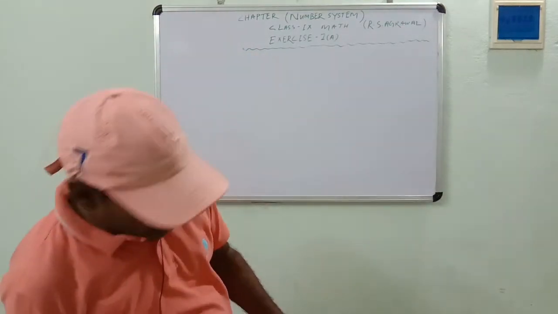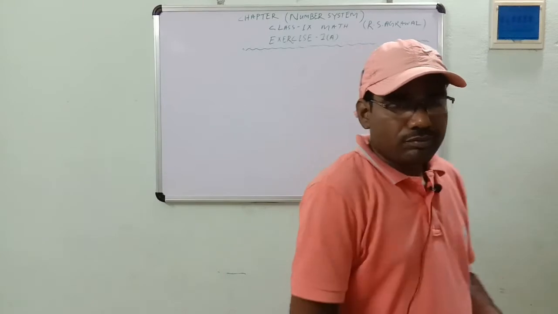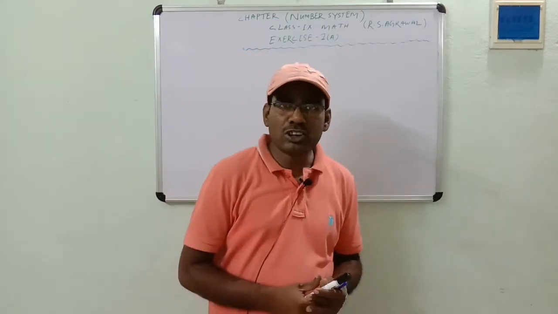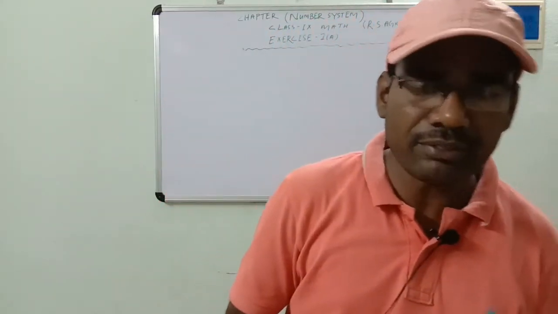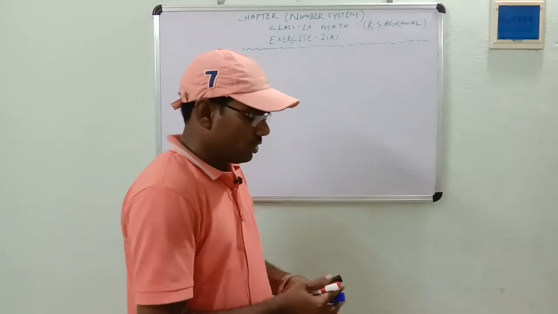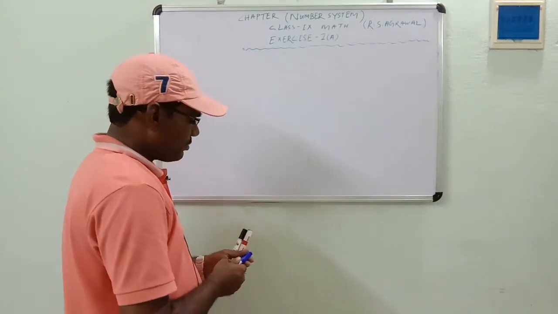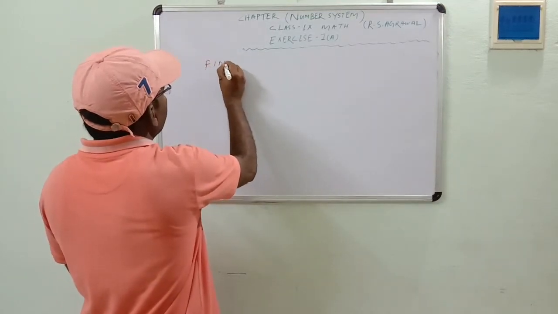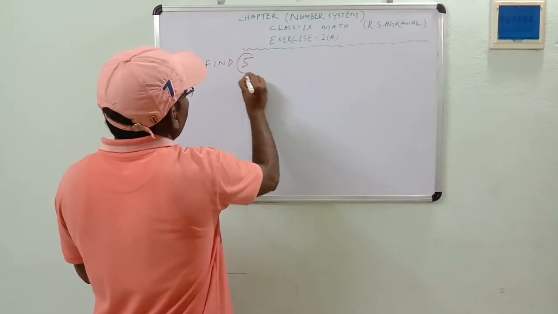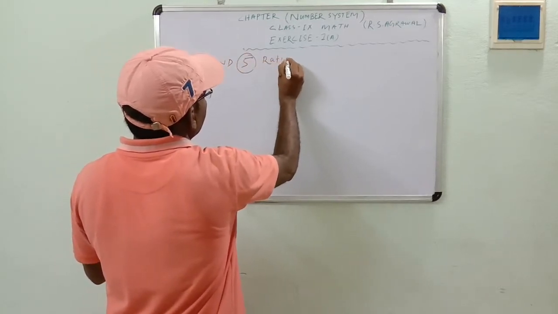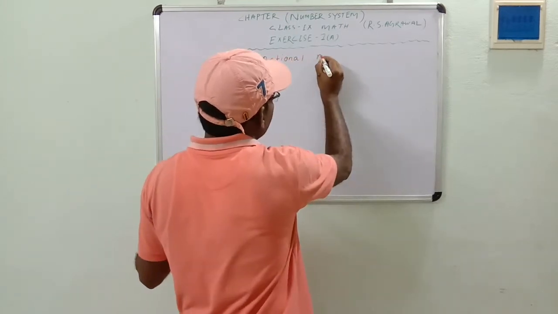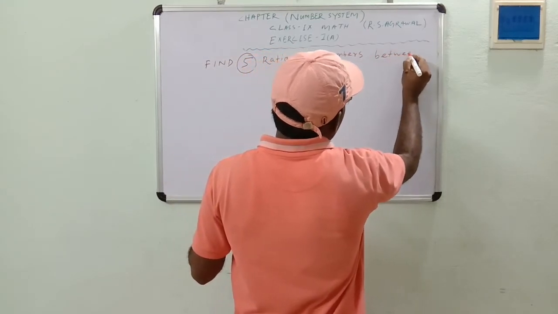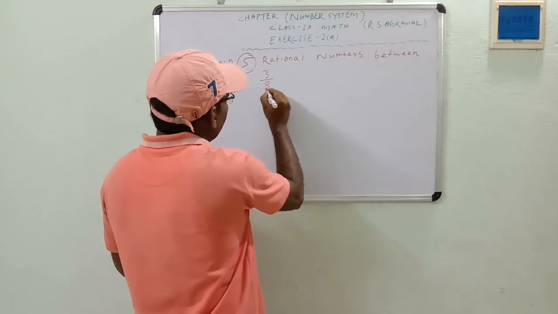Students, we will take another example to be clearer about the concepts. Suppose the question is: find 5 rational numbers between 3/8 and 2/5.